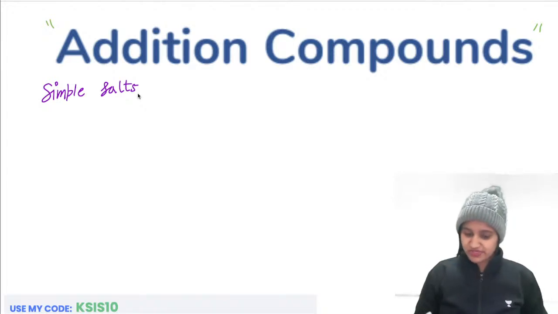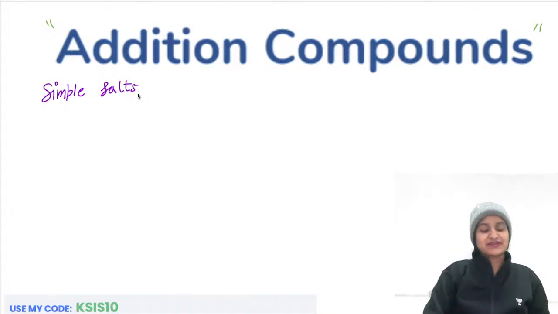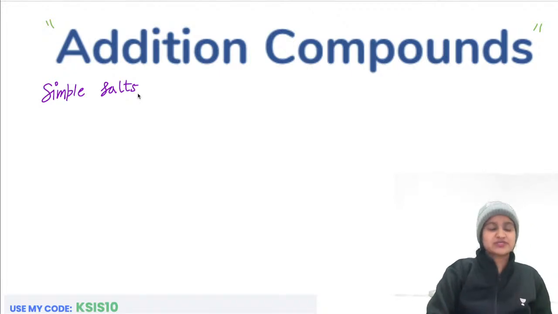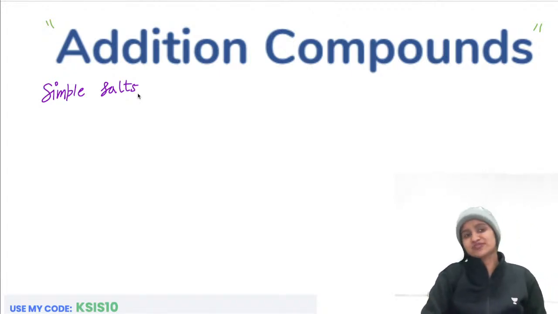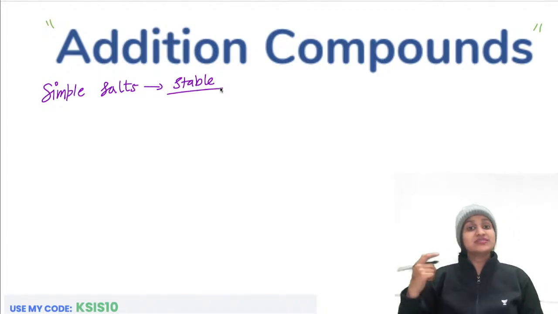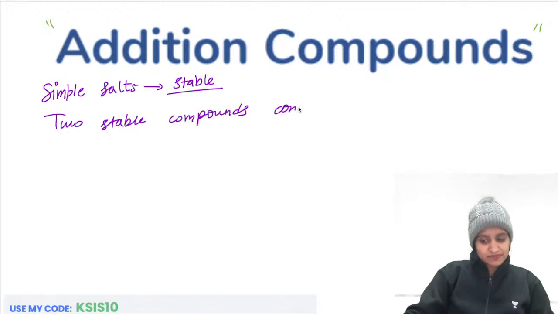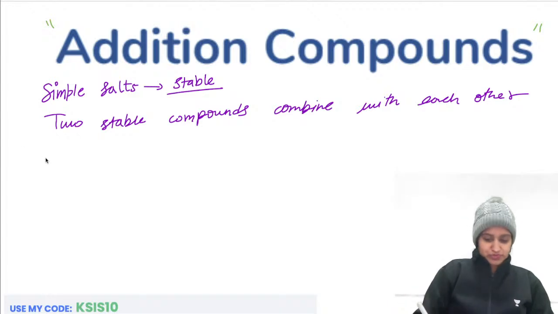Sorry. Yeah, where were we? We were at the addition compounds. So we have already discussed the simple salts, correct? Now we know that simple salts like KCl and MgCl2 are already stable in nature. Even then it is seen that two stable compounds combine with each other to give a new compound.